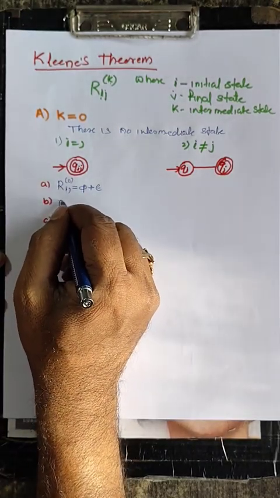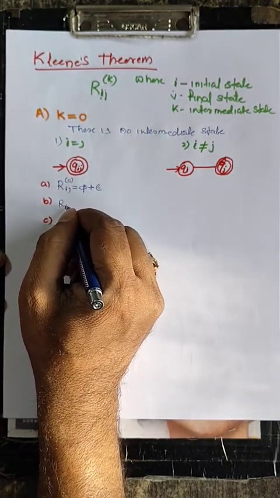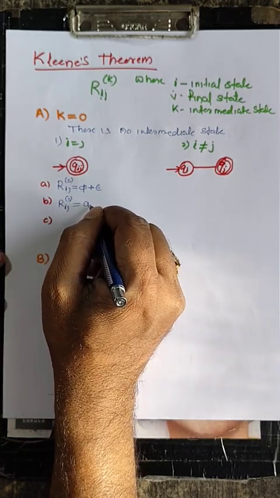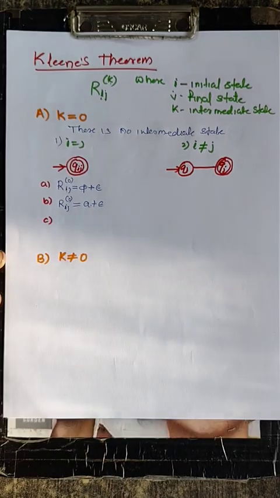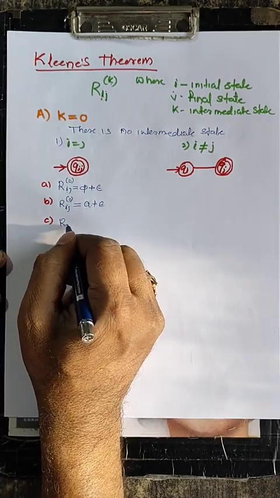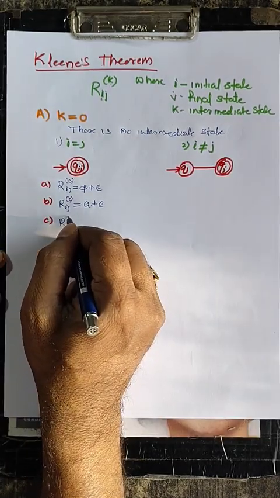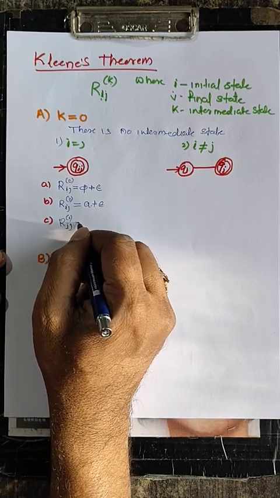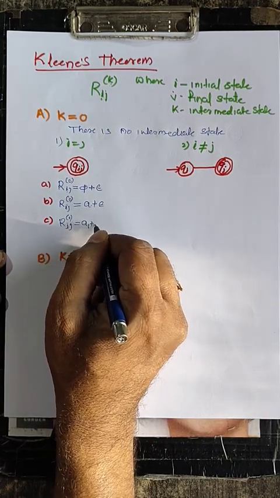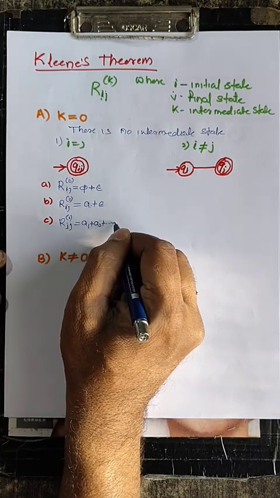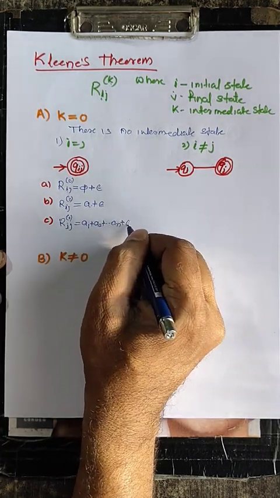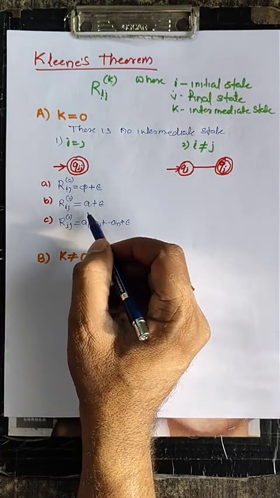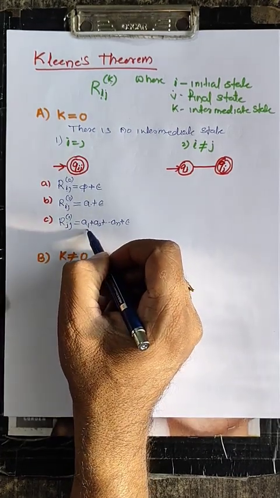Maybe there is exactly one input symbol. If there is one input symbol, then R_ij^k is the input symbol a, or we can take epsilon. Maybe there are n input symbols. Then we can take a1 plus a2 plus up to an, plus epsilon. These are the three possibilities: no input symbol, one input symbol, or n input symbols.